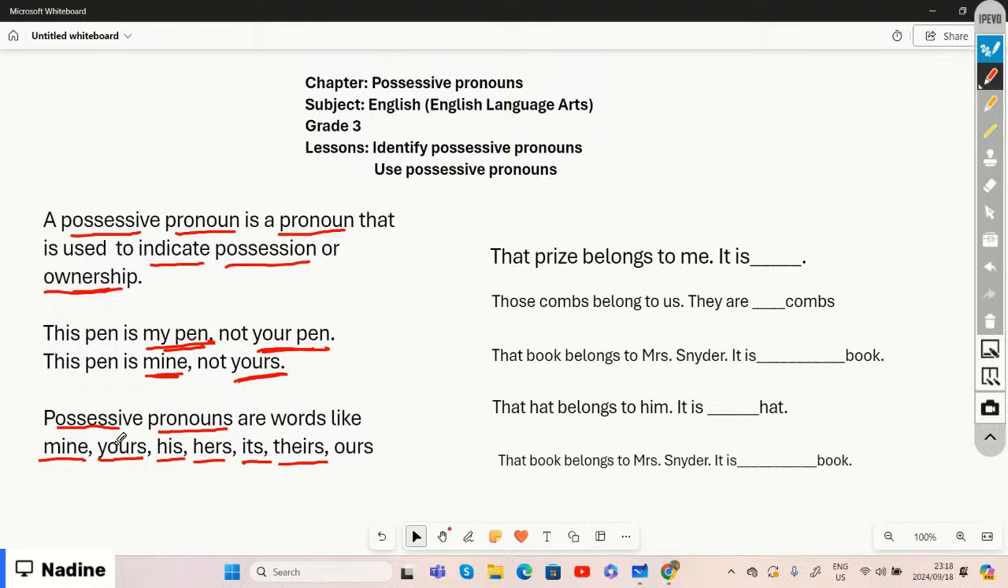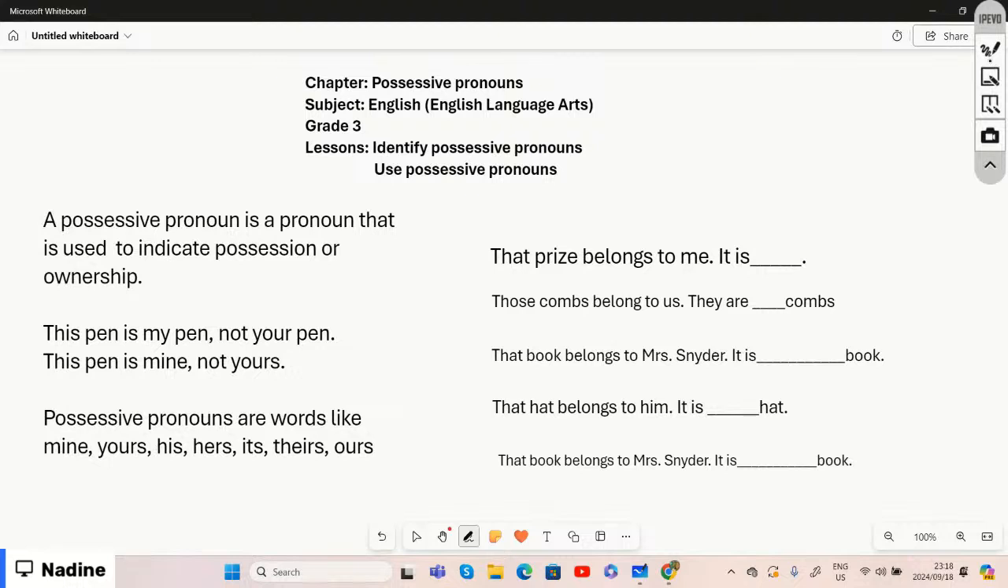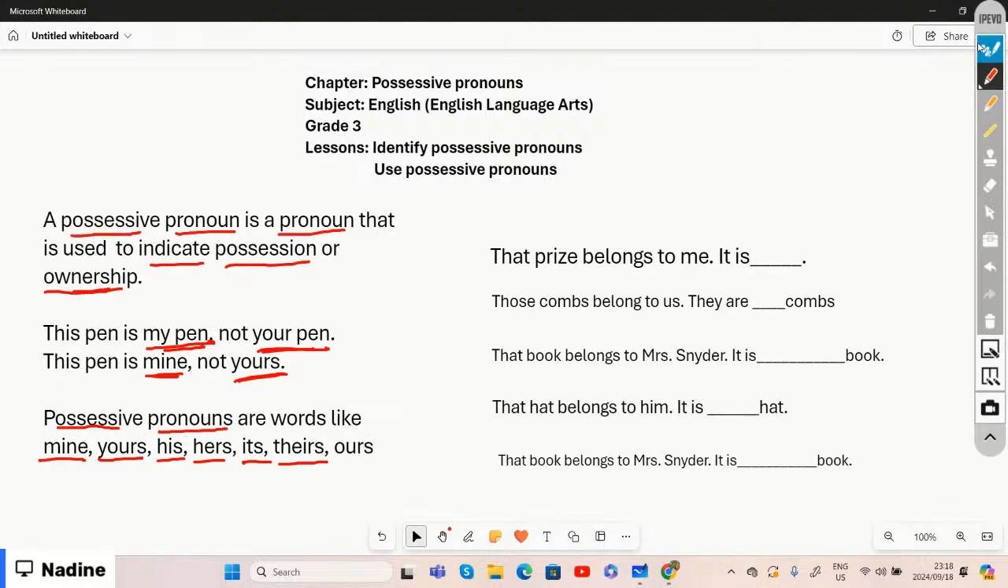Yes, and if we were to say that prize belongs to me, then we can say it is mine. So well done. It is mine. Because if something belongs to me, then it is mine. So well done. Those combs belong to us.